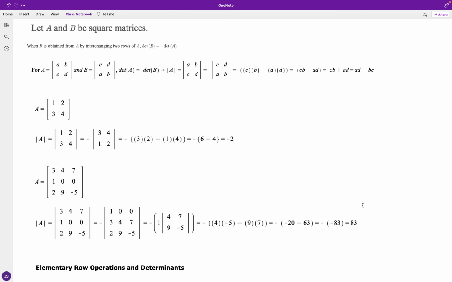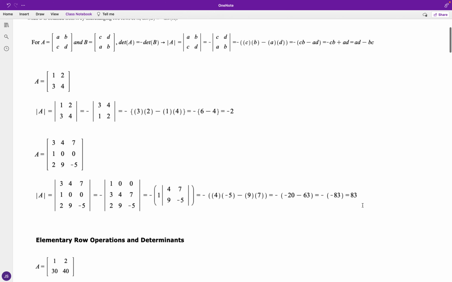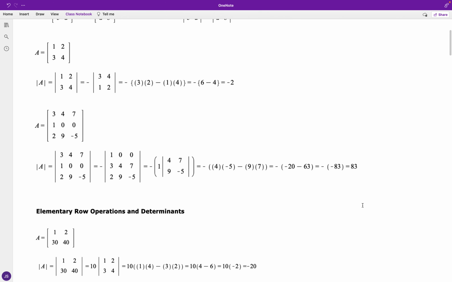Now, looking at elementary row operations and determinants, you might have some situations where you can have scalar multiples. Let's say A is equal to 1 and 2 at the top, and instead of 3 and 4 on the bottom, say you have 30 and 40. What you can do here is factor out 10 in reference to the bottom row. If you do this, we have 10 times the determinant of 1 and 2 at the top, 3 and 4 at the bottom. And again, we're back to where the determinant is negative 2.